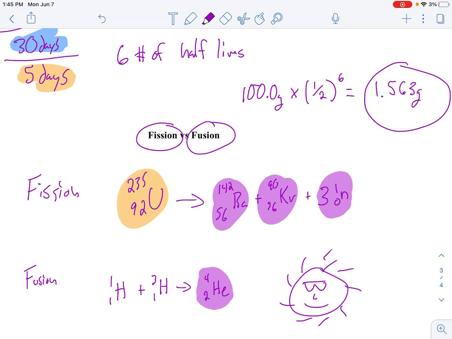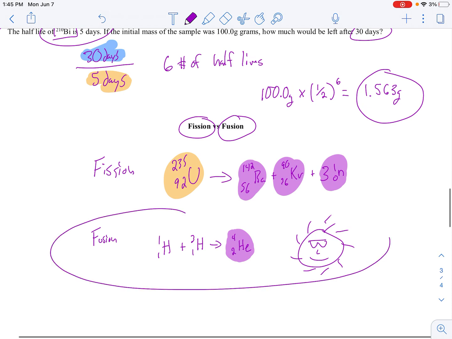We have harnessed it here on Earth a few times. In fact, we have fusion bombs and fission bombs, both atomic bombs, used to destroy stuff. However, we haven't really had the opportunity to have a self-sustaining fusion reaction to produce clean energy for us.